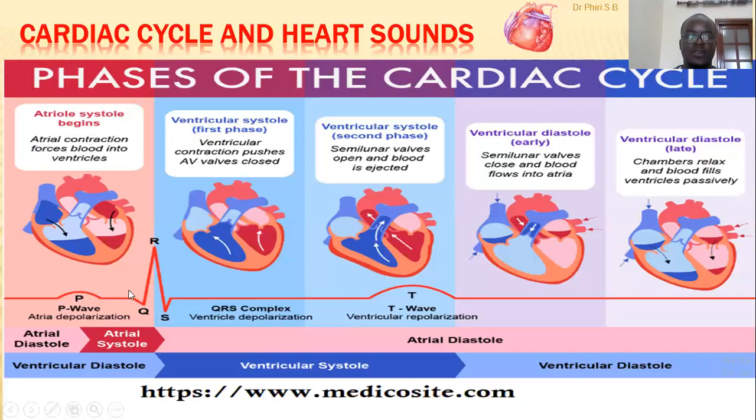PR interval or the PR segment here, or PQ segment, where you have a delay at the AV node. Then the action potentials later on will move to the ventricles. So you have depolarization of the ventricles that will bring about the QRS complex. After depolarization of the ventricles, you have now ventricular systole that will bring about contraction of the ventricles after stimulation by the QRS complex. So the myocardium in the ventricles is stimulated, so they are going to contract.